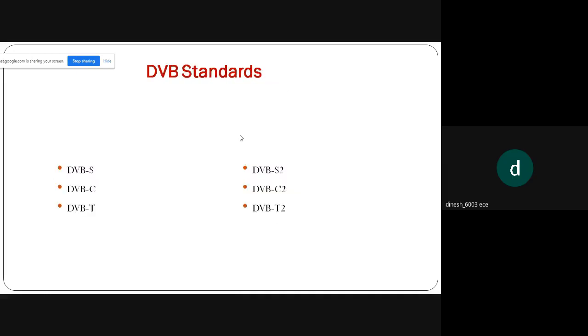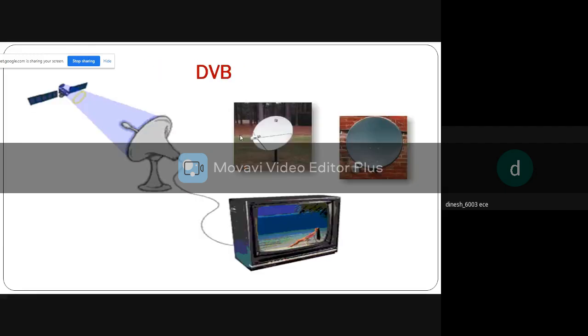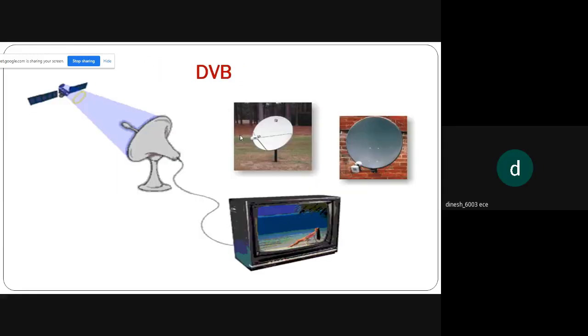There are different standards available: digital video broadcasting DVB-S, S2, DVB-C, C2, DVB-T, DVB-T2. So this is just an example of digital video broadcasting.